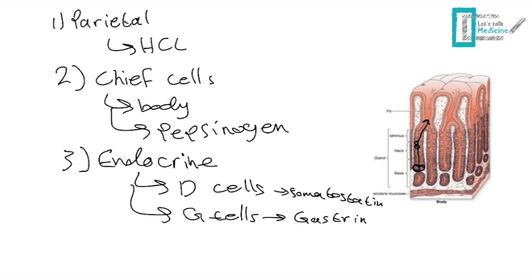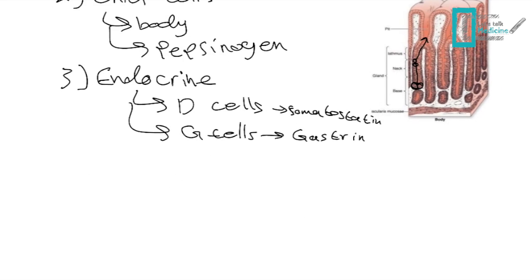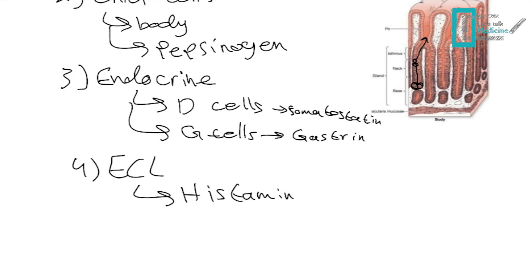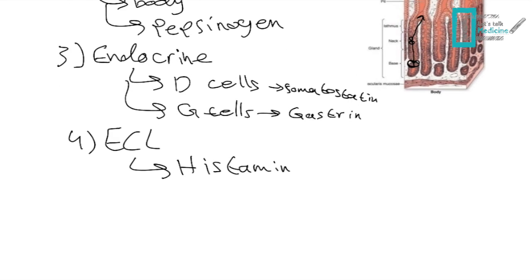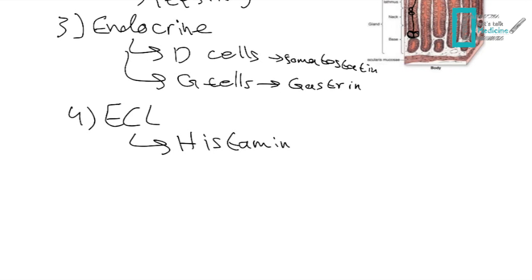Then we have 2 additional types of cells. We have the ECL cells, or the enterochromaffin-like cells. The enterochromaffin-like cells produce histamine, and this is also another important regulator for the acid secretion. And we have a 5th type, which is a different type of cell that produces mucus. So these are the mucus neck cells present in the neck of the gland tubule.